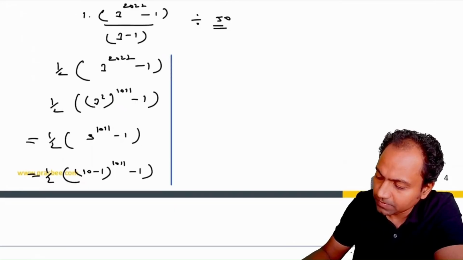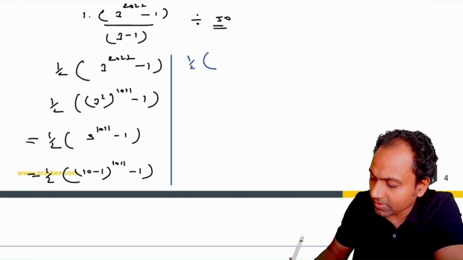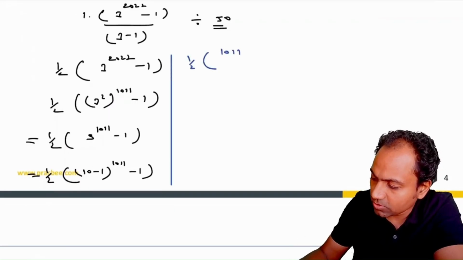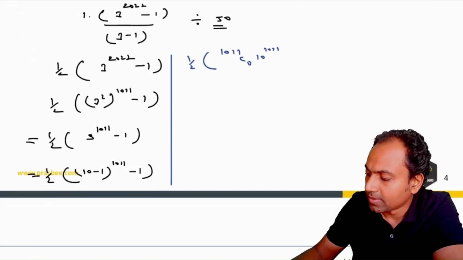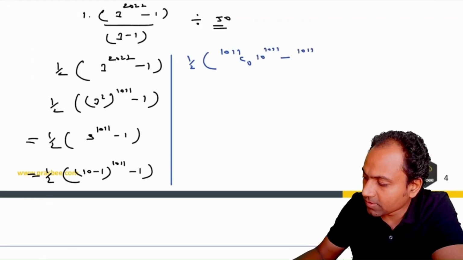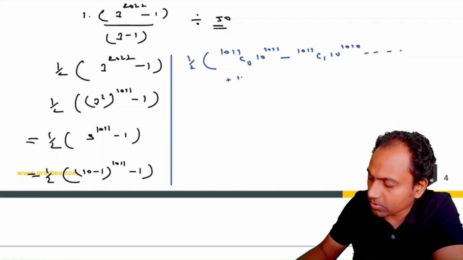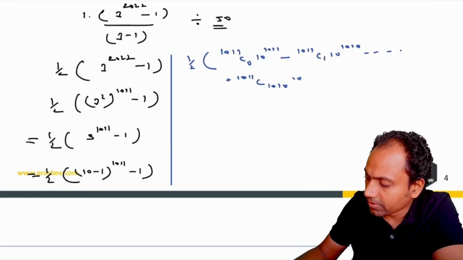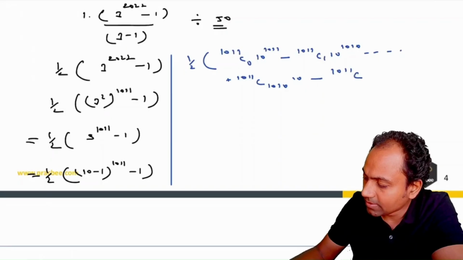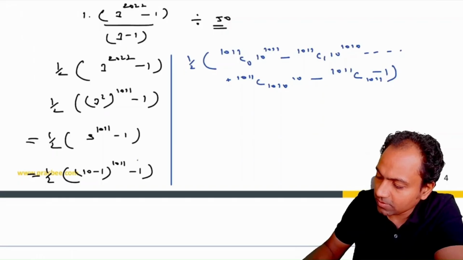So if I do this, 1 by 2 is fine. Whatever is inside can be expanded and written as 1011C0, so this will become 10 raised to the power 1011. Next, there will be a minus sign, 1011C1, 10 raised to the power 1010, and this will go on. But the last two terms are important. So the last two terms will be 1011C1010 into 10, and the last one would be 1011C1011. And then obviously there is this minus 1 from above.